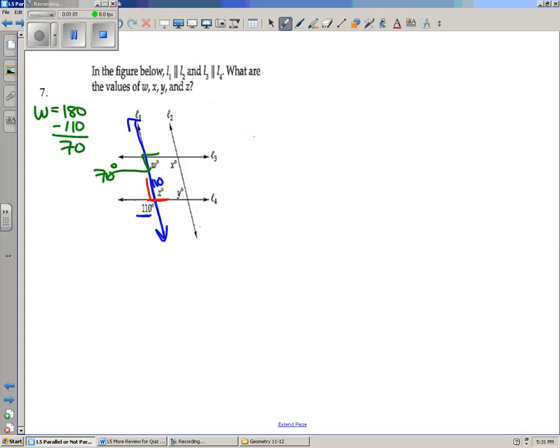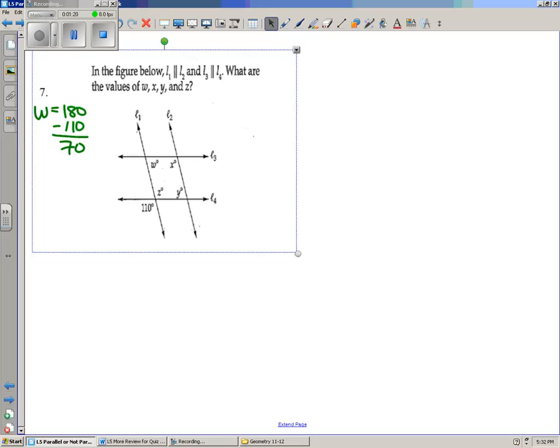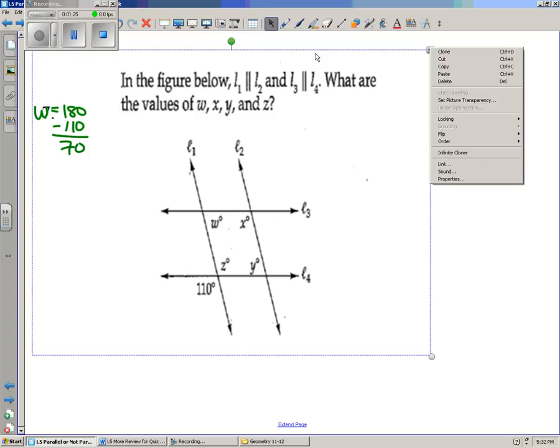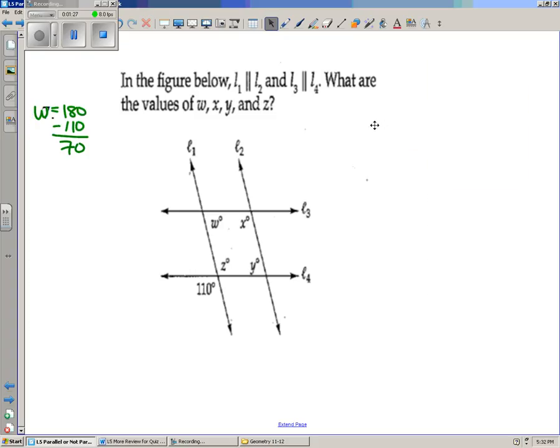Now, if we rotate the picture or think about looking at it from the side, we'll also notice that we have, let me actually erase some of this because it's a little messy and I want to blow it up. That's better. So let's see if we can do this with this picture. So we have 110 for this angle and we have 70 for that angle.